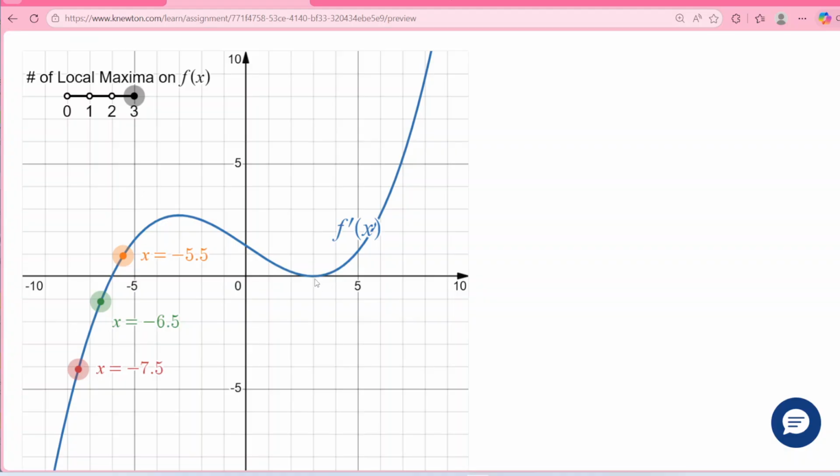Again, for a local maximum to occur at a critical value, it's got to be positive derivative on the left, negative derivative on the right, increasing then decreasing. So this tells me the graph of f has no local maximum values. So I click this black dot over here to 0, and then I don't have any other points to move, and that's it.